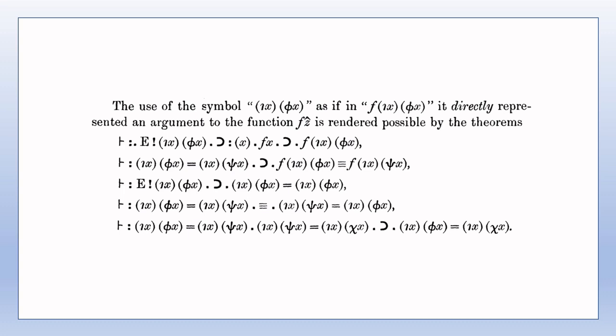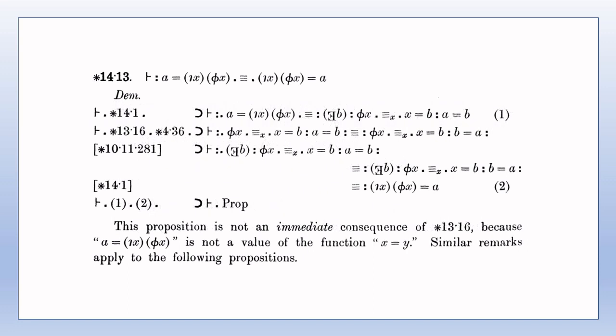Note that to make sense of an identity involving descriptions, then we have to turn to definition 14.01. We can only understand an identity involving a description through this definition. Hence the comment on page 186 following the demonstration of proposition 14.13, which says that this proposition is not an immediate consequence of proposition 13.16, symmetry of the relation of identity, since a equals the so-and-so is not a value of the propositional function x equals y.